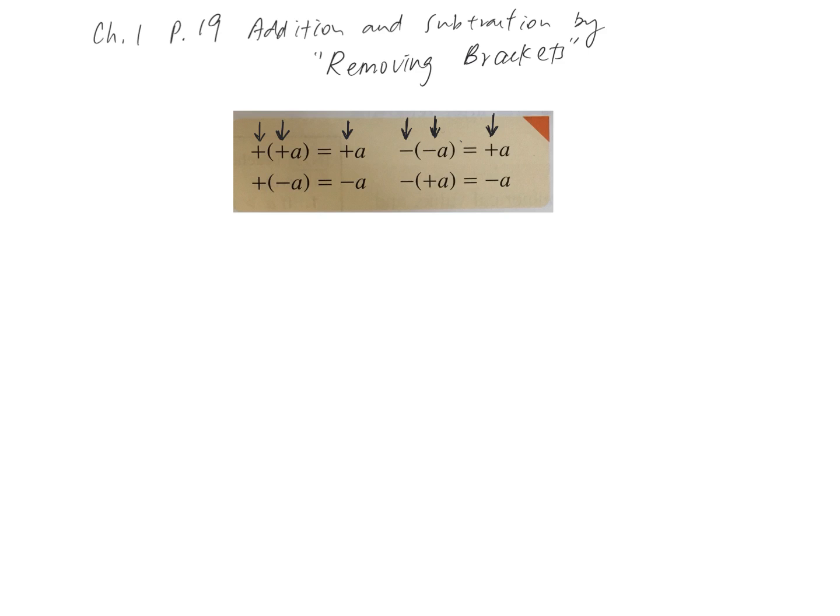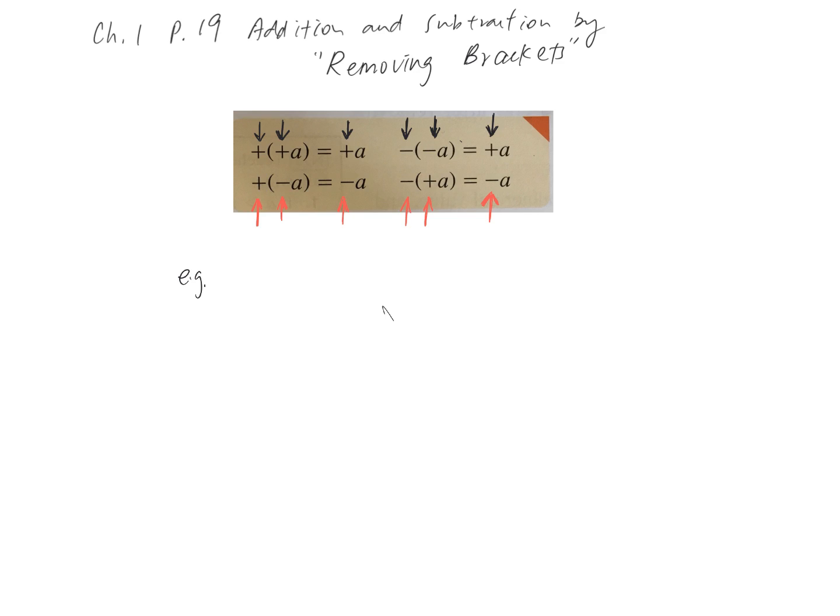So case 3, if there is an addition sign in front of a negative number, what will be resulted should be a minus. And finally, if there is a subtraction sign in front of a positive number, we will have it removed, the bracket removed, and it becomes a negative. So let's see how we can apply these rules.